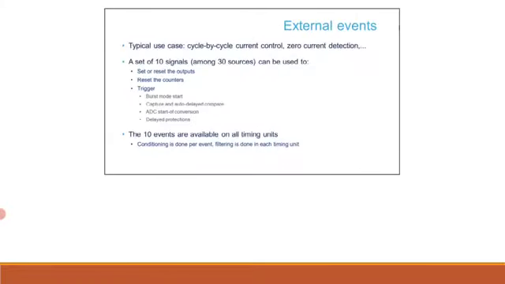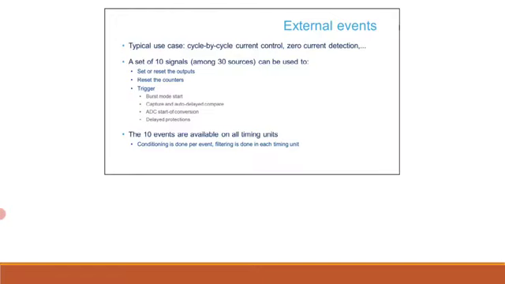External events play a key role in HR timer in that they dynamically modify the waveforms. Typically to implement a cycle by cycle current control or to restart the counter following a zero current detection. A set of 10 external events which can be chosen from among 30 on-chip or off-chip resources are used to set, reset or toggle the outputs, reset the counters and trigger multiple features such as the burst mode controller, the capture and auto delayed compare, the ADC start of conversion or some protections.